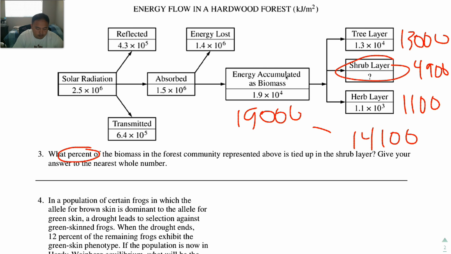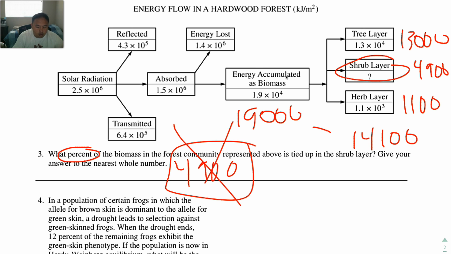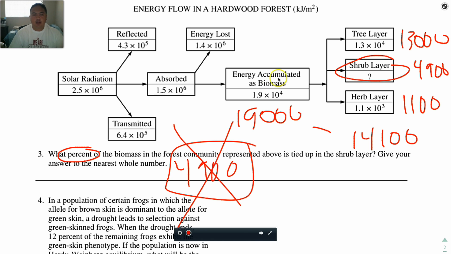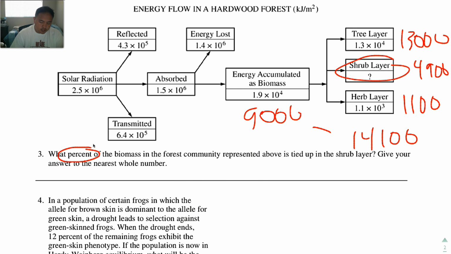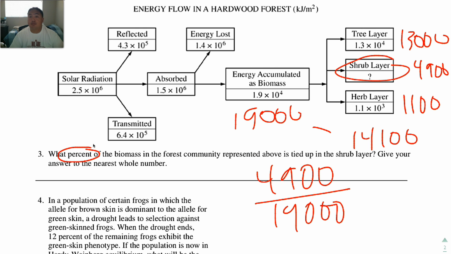And then when I subtract from 19,000, I get 4,900. Yeah, 4,900. The biggest mistake someone will make is to say, okay, my answer is 4,900. But that's wrong. The question didn't ask how much is in the shrub layer. The question asks what percent. So the last step is to take your 4,900 and divide by the 19,000 that is total in the forest. And I think you get something around 25% if you put it in a calculator.